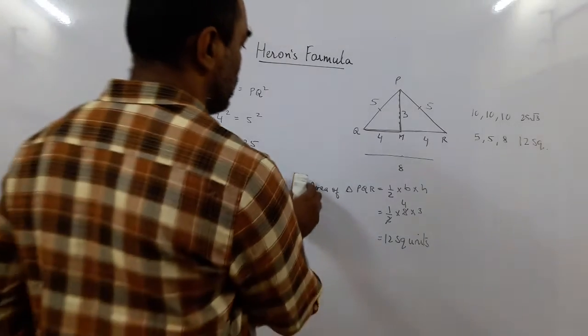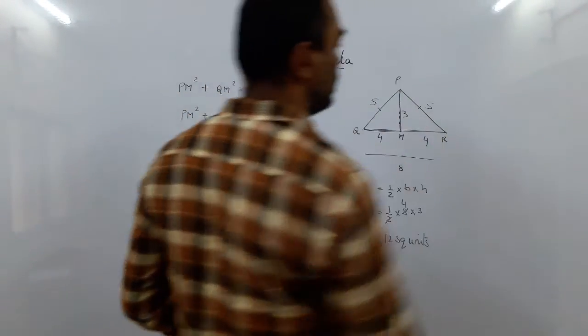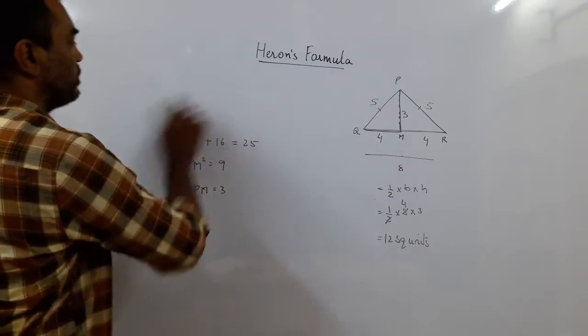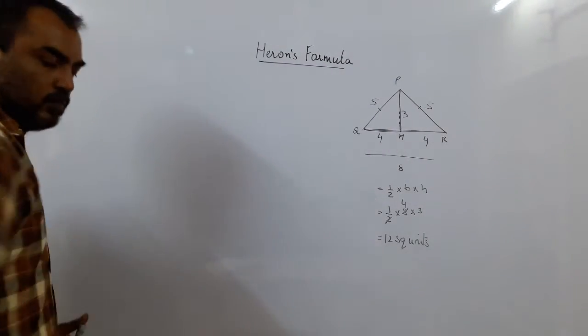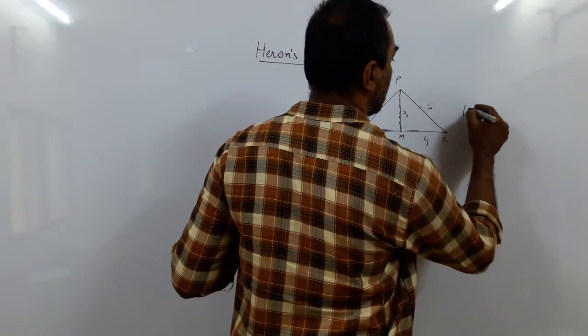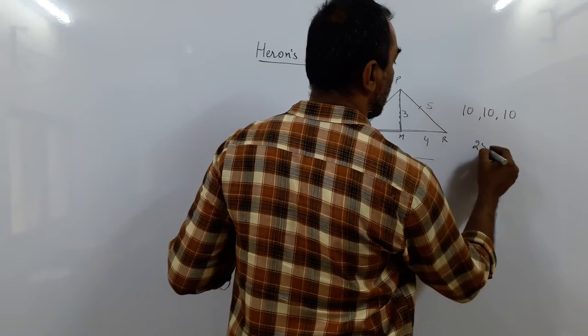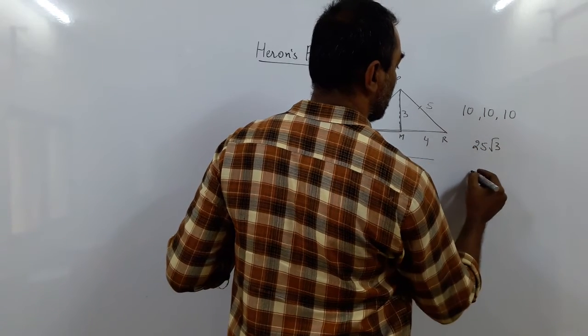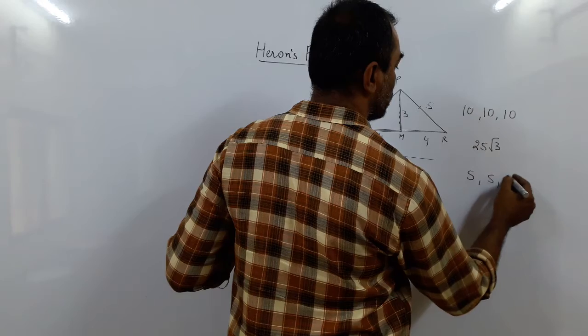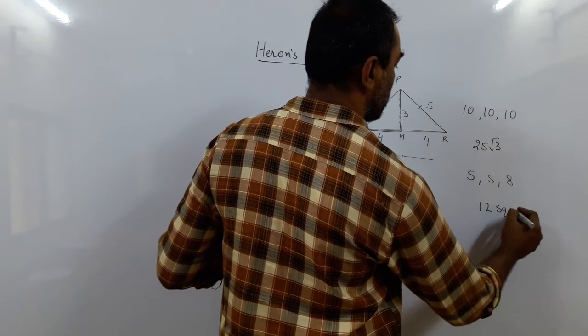Okay? So we have this 12. I'll write it a little bigger for us to see. It was 10, 10, 10. The side was 10, 10, 10. The area was 25 root 3. When the side is 5, 5, 8 isosceles, it is 12 square units, right?